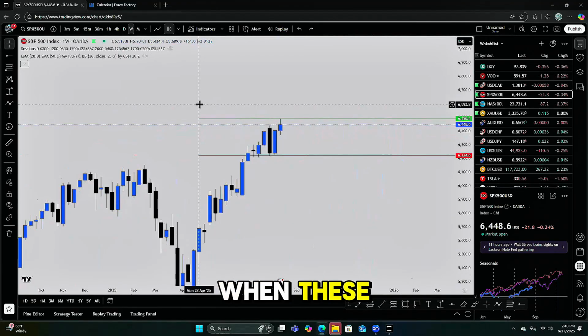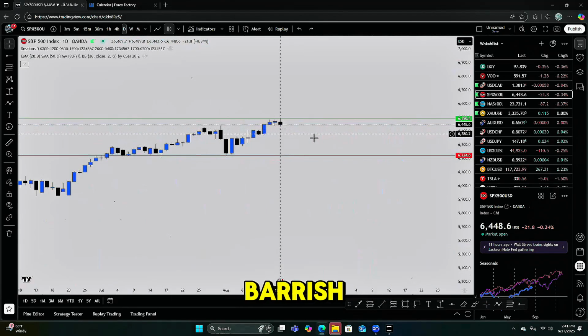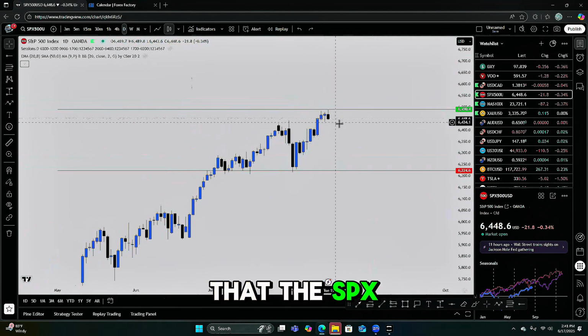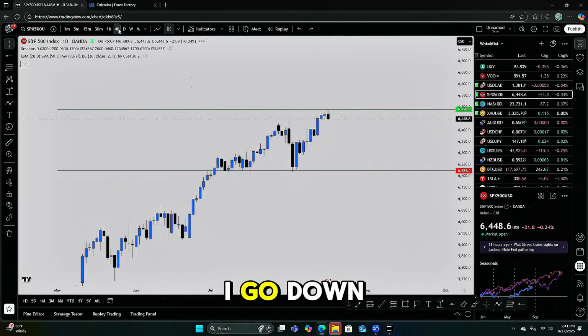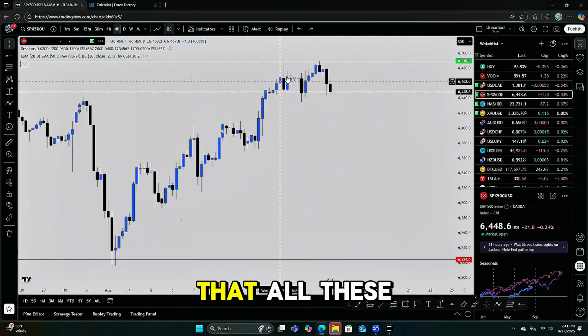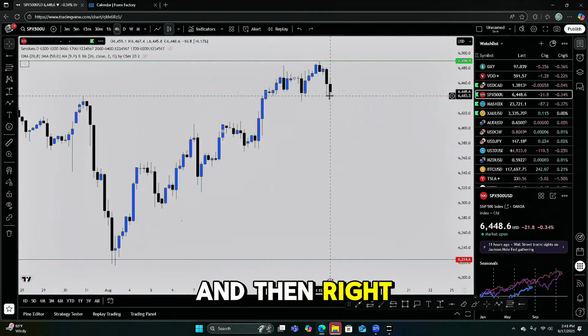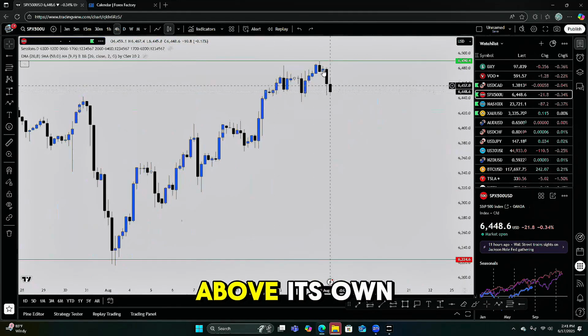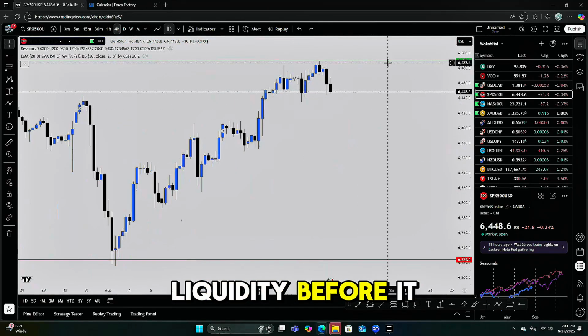And usually when these indices make new highs, new all-time highs, they need to come down for liquidity. So on the daily, look how Friday closed bearish. I really believe that the SPX is going to drop a little bit more for more liquidity before it breaks a new high. If I go down to the 4 hour, you can see that all these candles try breaking new highs. It finally broke a new high and then right away came down. That's already indicating to me that it needs more volume to break above its own high. So I think it's going to come down more for liquidity before it shoots up.